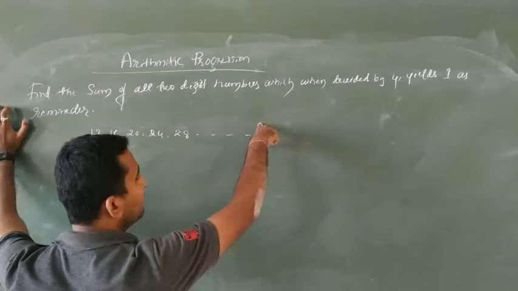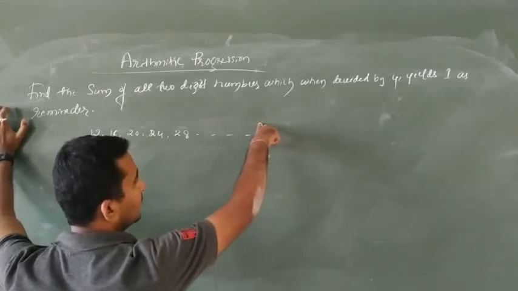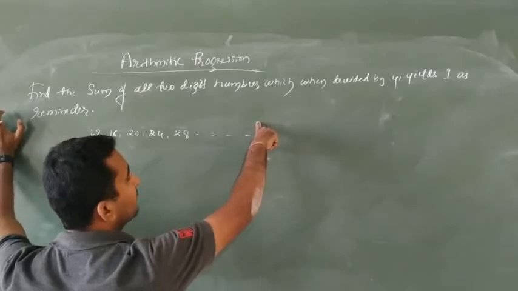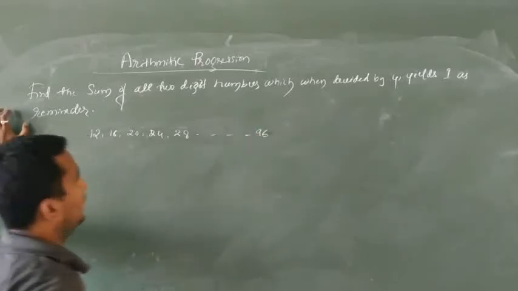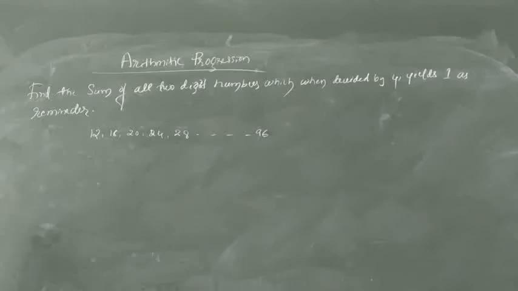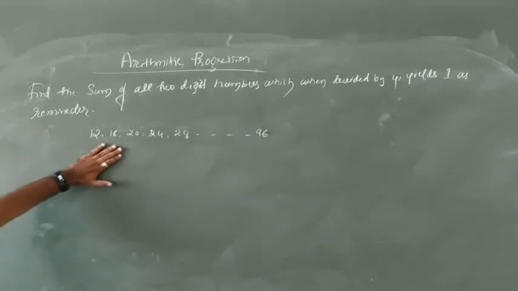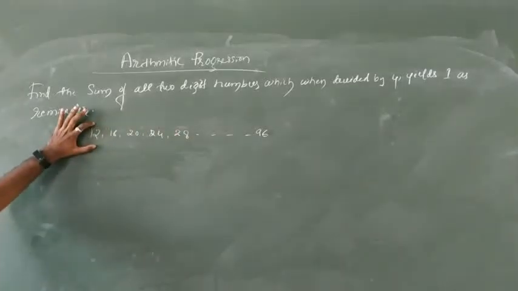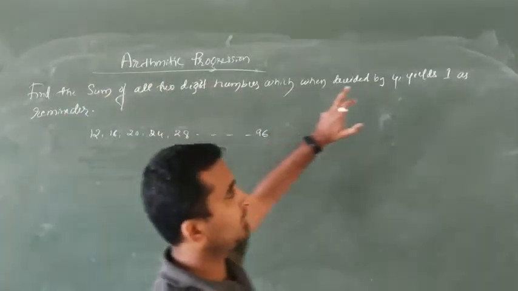Four 2s are 8, and no, that is up to 96. Four 4s are 16, 96. But if I divide these numbers, whether I get the remainder as 1.